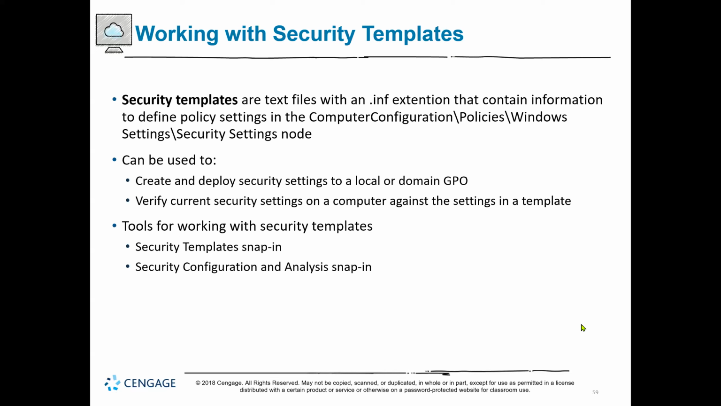Working with security templates. Security templates are text files with a .inf extension that contain information to define policy settings in the computer configuration policies, Windows settings, security settings node. They can be used to create and deploy security settings to a local or a domain GPO, and verify current security settings on a computer against the settings in a template. Tools for working with security templates: security template snap-in, and security configuration and analysis snap-in.